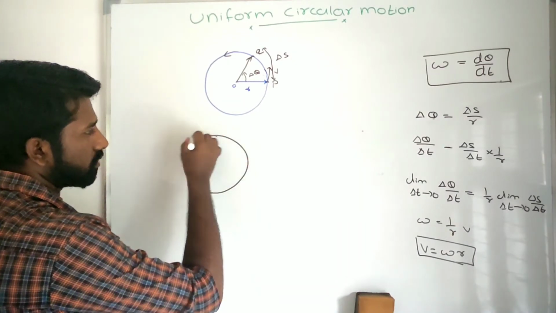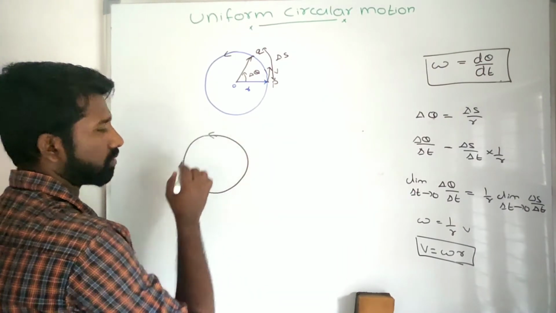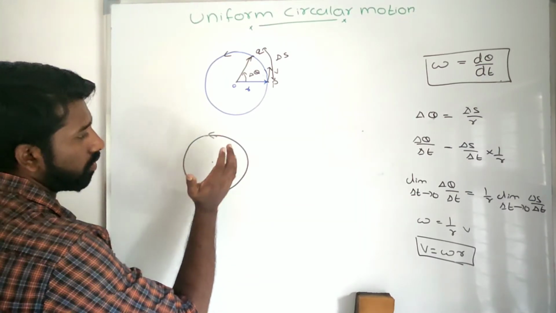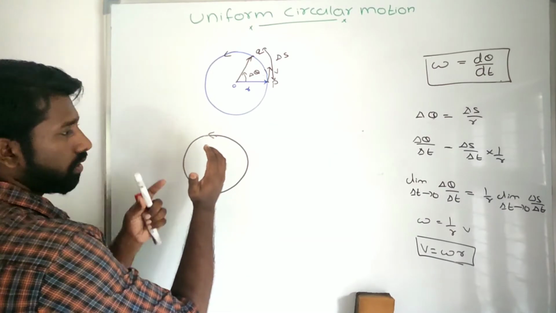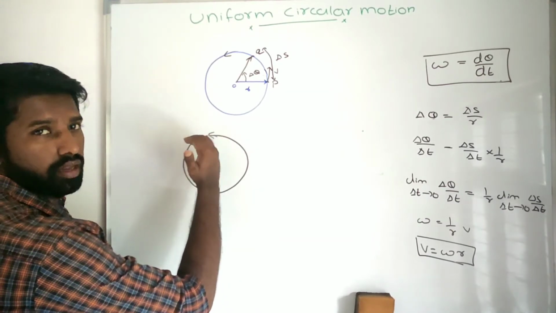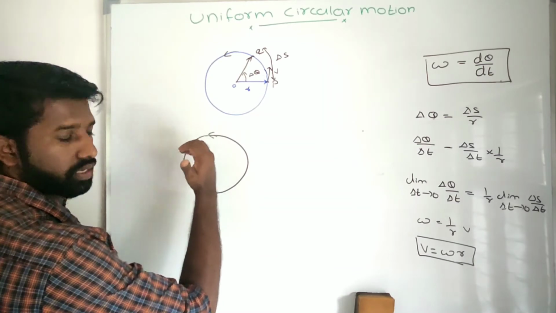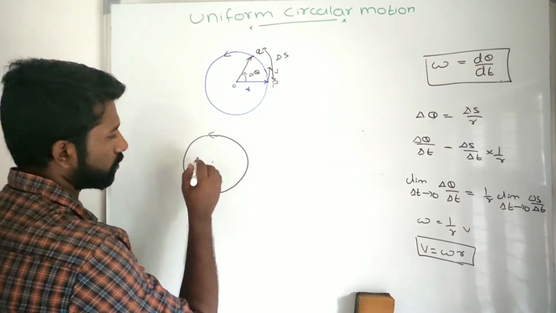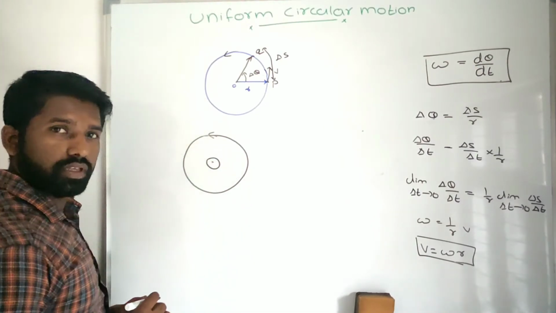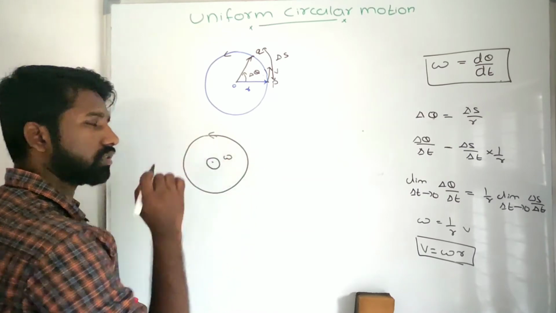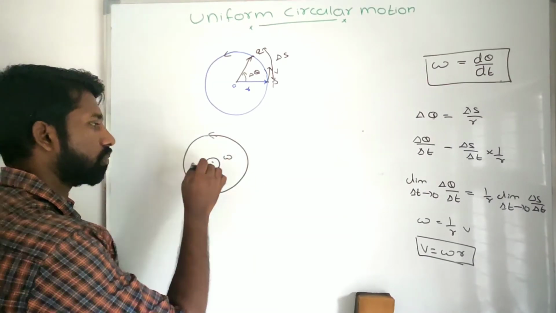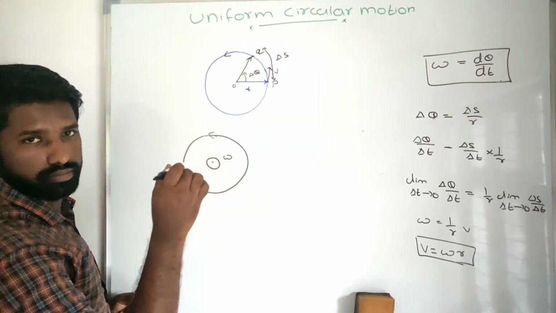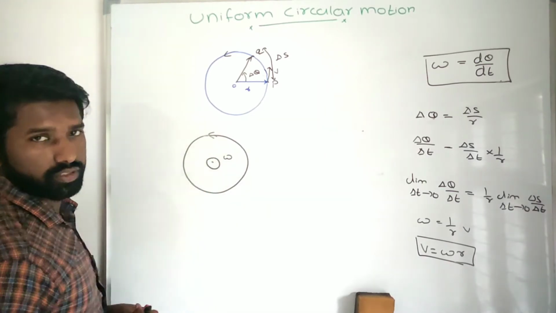If a body is moving in a circular path like this, this is the center. Place your right hand over the circle this way, with the curled fingers in the direction of motion. The thumb is like this, so you can get the direction coming out. The direction of omega is in this direction, perpendicularly coming out from the plane of the circle.